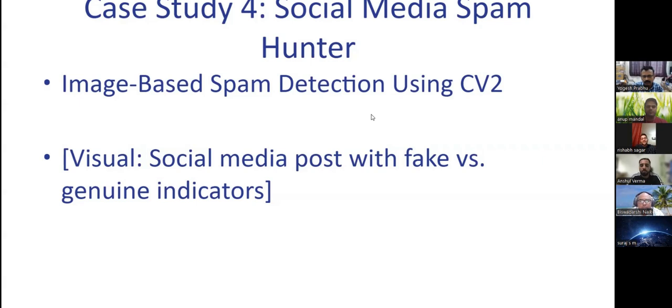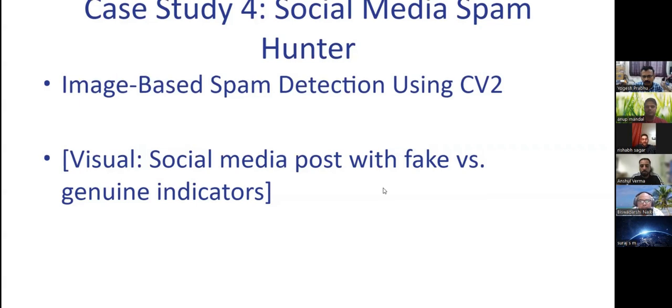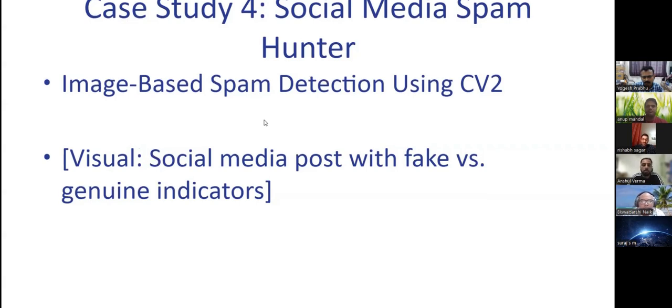We all know that social media can be a boon in the right hands and a bane in the wrong, as seen in the recent Indo-Pak war. Spammers can significantly harm the user experience and even pose security threats. In this case study, image-based spam detection using CV2 was done. CV2 is a Python wrapper for OpenCV, which is nothing but the open source computer vision library.